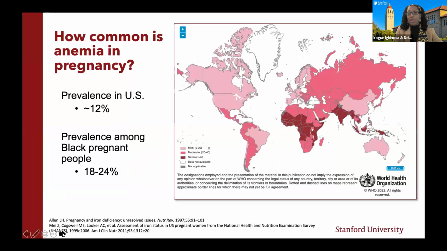And so in terms of how common anemia in pregnancy is, globally, it's about 40%. In the United States, depending on aggregate reports, it is anywhere from 12 to 17%. The prevalence is highest amongst Black pregnant people, from 18 to 24%.